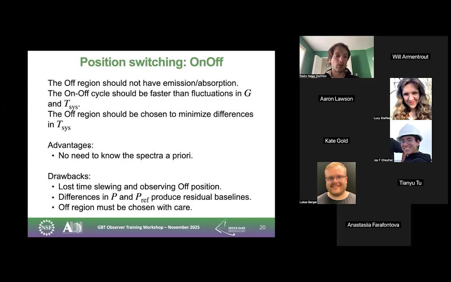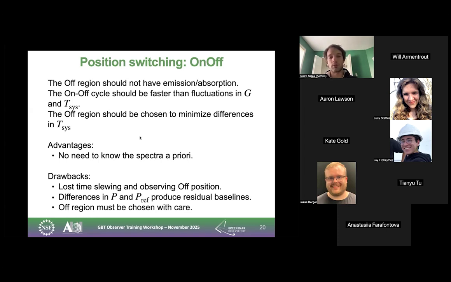Again, the advantages: you don't need to know that much about your source. On the drawbacks, you lose time because you need to move, you need to observe the position. Because you're observing two different positions, the difference between the power towards your source and the reference is not going to be equal. So there might be residual things, so things might not look as clean as here. But there's a lot of experimenting to be done there. And again, the off region is also chosen with care.